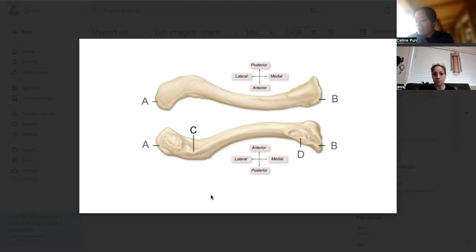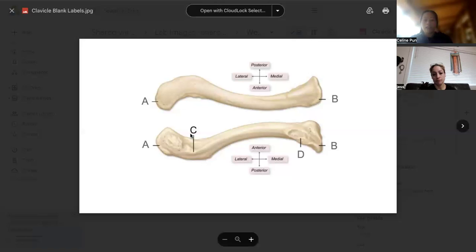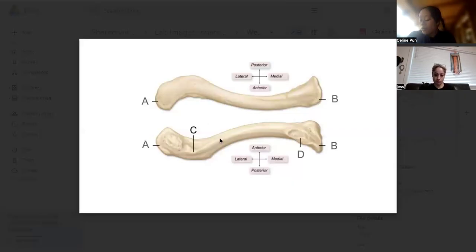Okay. So A is the acromial end, and then C is the conoid tubercle, and they're always next to each other. While for D and B, D is the costal tuberosity, and B is the sternal end.